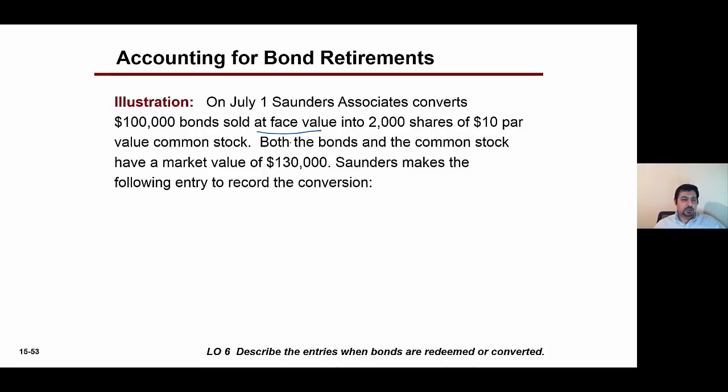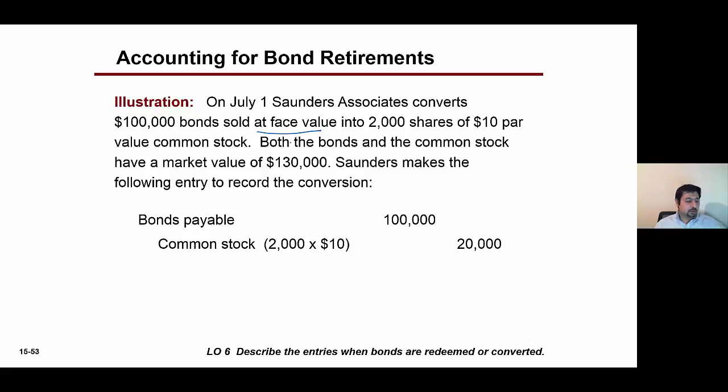the amount that the company will debit, so the amount that the company is converting, is $100,000. Those are bonds. So debit bonds payable, $100,000. The company will credit common stock, 2,000 shares of $10. That would be $20,000 for common stock. The difference between the two is paid in capital in excess of par value.